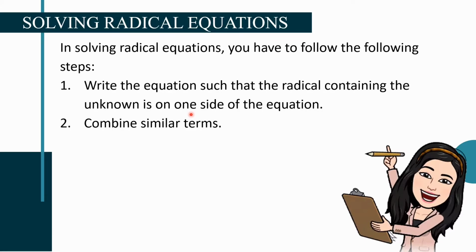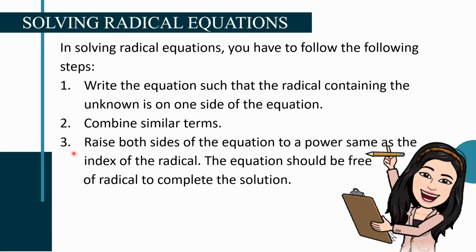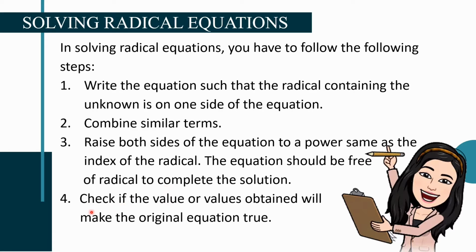Okay? Next, number 2. We have to combine similar terms. Next, after combining similar terms, we have to raise both sides of the equation to a power same as the index of the radical. Okay? So, we need to raise both sides of the equation to the power of, or the same as, the index of the radical. The equation should be free of radical to complete the solution. And lastly, we have to check if the value or values obtained will make the original equation true.